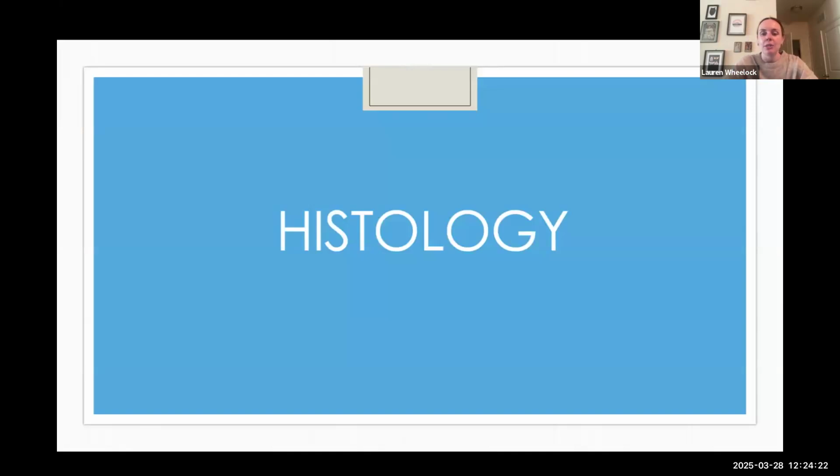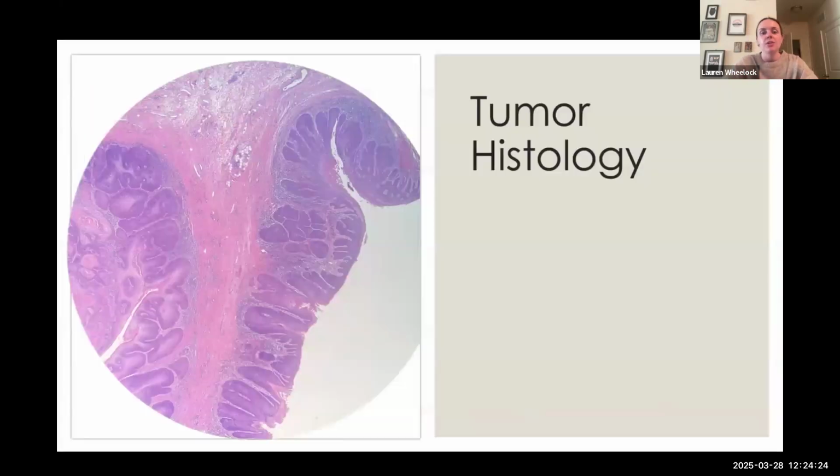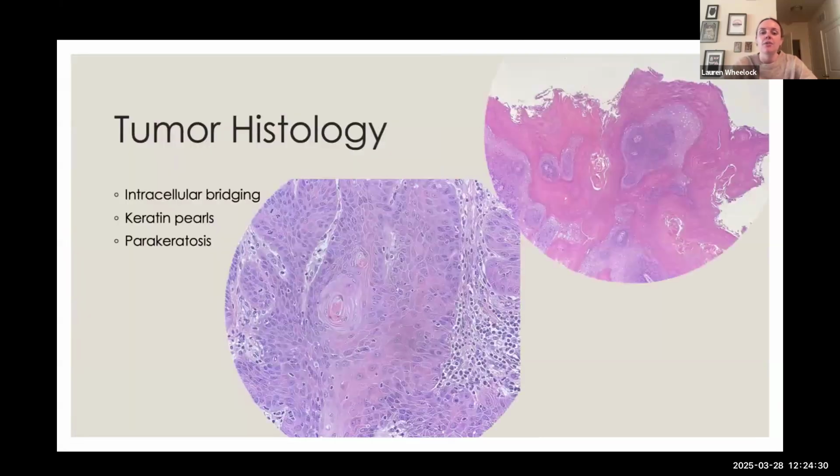So let's talk about what we see under the scope. This is an overview of our tumor. It's very purple, very malignant looking. If we zoom in, we have all of those wonderful hallmarks of squamous cell carcinoma, and we have cells that very much resemble squamous cells. We have intercellular bridging, specifically right here. I thought that was a very good example. We have a keratin pearl in the center of the picture on the left, and we have parakeratosis in the picture on the right.